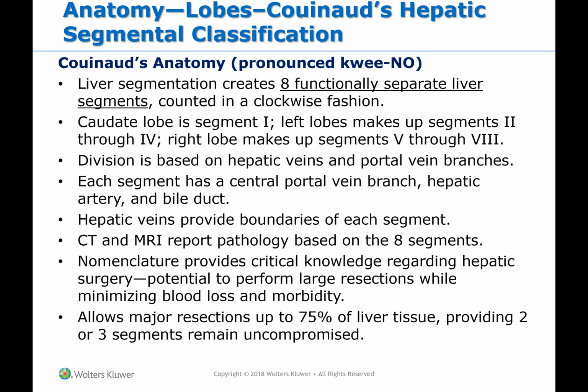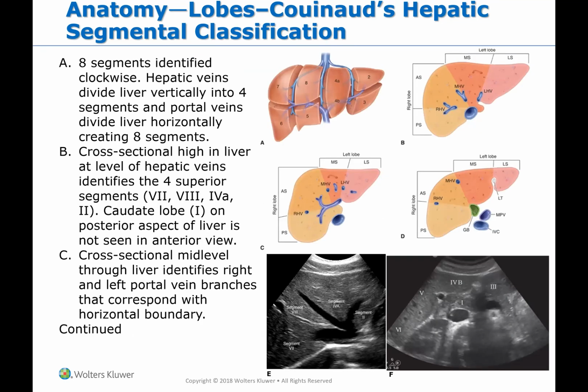It allows major resections of up to 75% of the liver tissue, provided 2 or 3 segments remain uncompromised. So it's a way that they can remove, biopsy or resect some of the liver that's not good, while keeping the integrity of the rest of the liver unharmed. Here is what they look like. You can see the hepatic veins here are like the borders, basically.